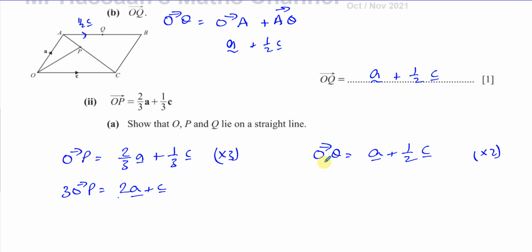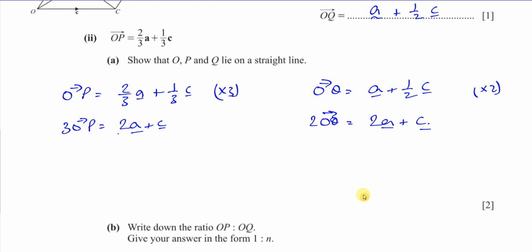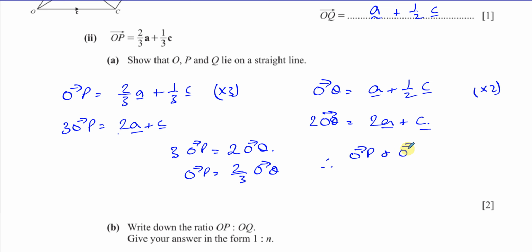So if I multiply both sides by 2, I'll have 2 times O to Q is equal to 2A plus C. Now we can see that these two are equal to the same vector. They're both multiples of the same vector. So I can say that 3 times O to P is the same as 2 times O to Q. We could say, for example, that O to P is 2/3 of O to Q. So therefore, what can we say? That O to P and O to Q have the same direction.